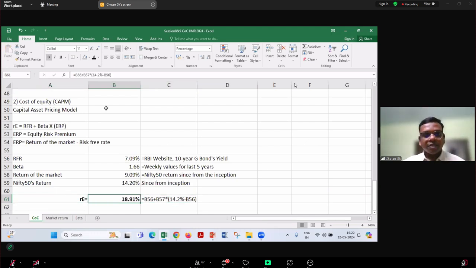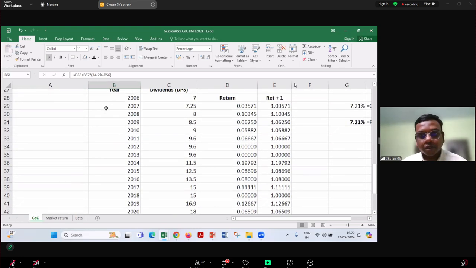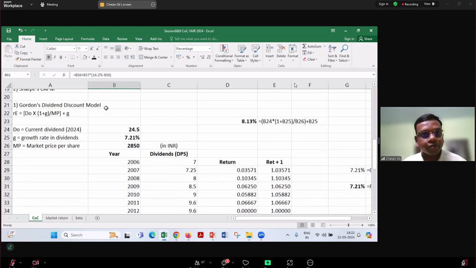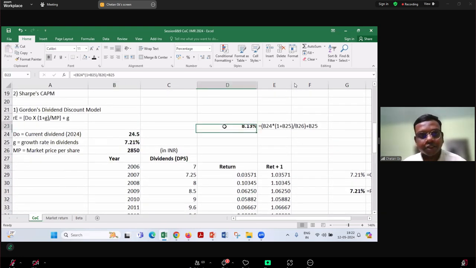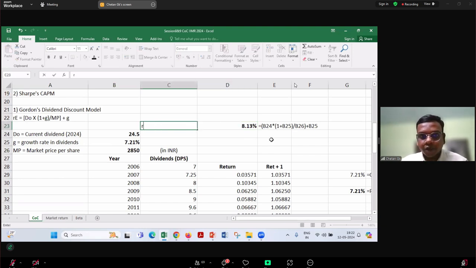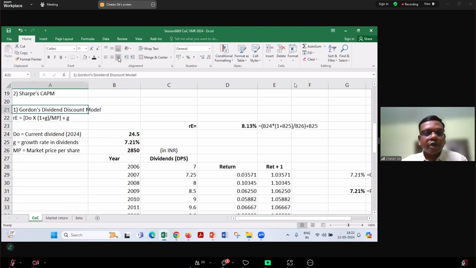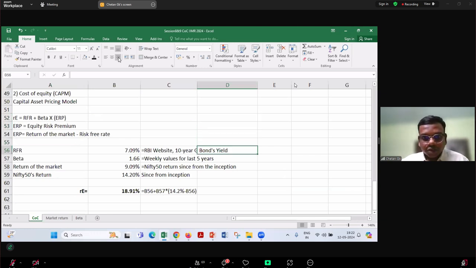Is it fine, class? So tell me now which one we are supposed to be giving more weightage. You can see 8.13 is the return on equity we are getting here through Gordon's model. This particular model should be given weightage when your company is predominantly giving you dividends. Then only you should be going for the Gordon's model. Otherwise, for all the other companies, this really works well.